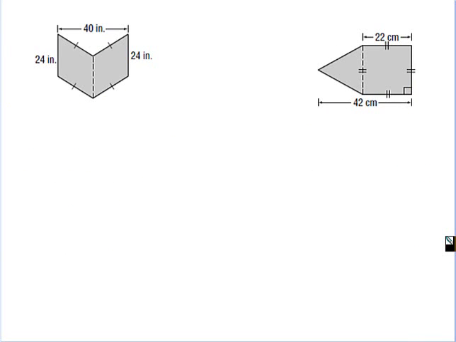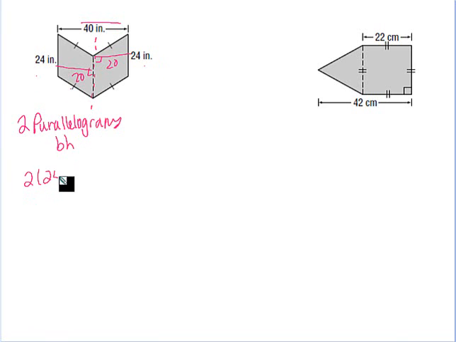this looks like a combination of 2 parallelograms. Notice that they're split in half right here. This has a total of 40, so that means each height individually would be 20. So the area would be 2 times the area of our parallelogram. I say 2 because they have the exact same measurements. The area of a parallelogram is base times height, so this would be 2 times 24 times 20. If we take 2 times 24 times 20, we get a total of 960 inches squared for the area of this first figure.